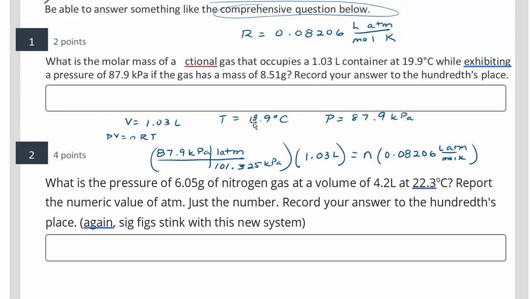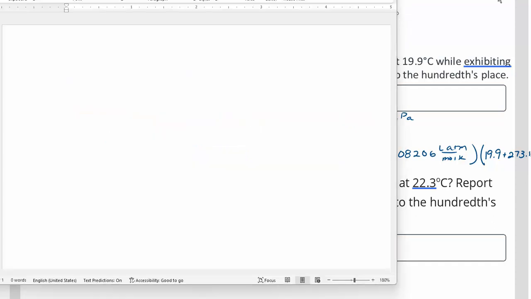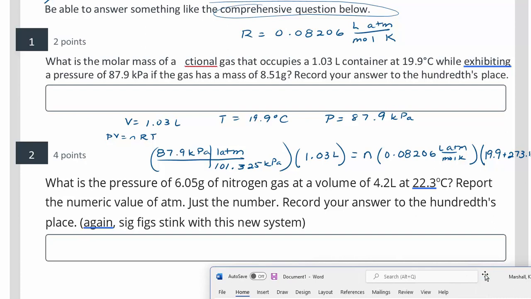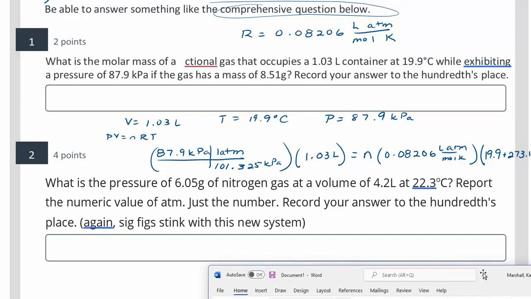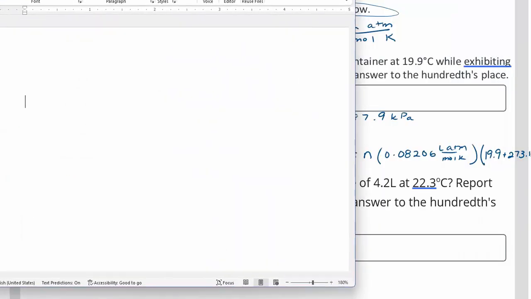And then our temperature. Now, the temperature, we do need to have that in Kelvin. Remember, we take our Celsius value and add 273.15 in order to get Kelvin. Now, that's going to get messy in a hurry, so I'm going to move some of that over here. When I perform the calculation with my pressure, 87.9 divided by 101.325, I get a value, and then I multiply that by 1.03.